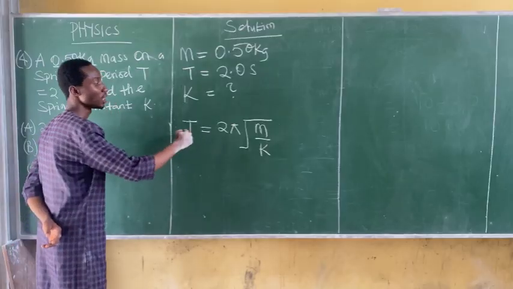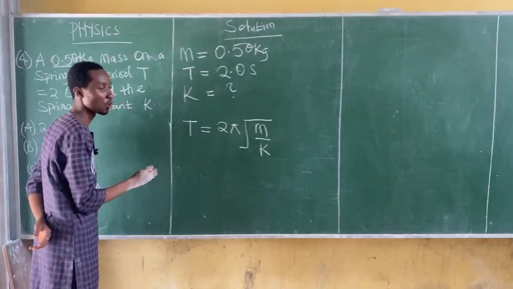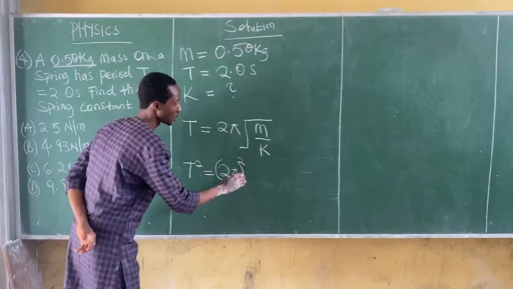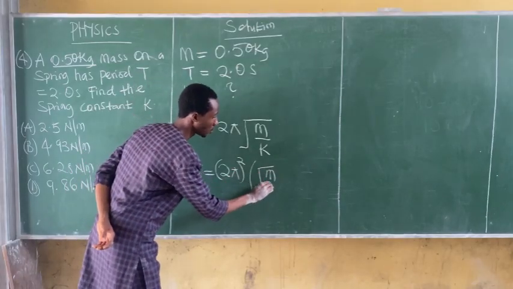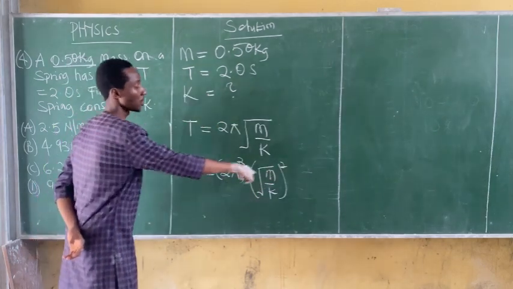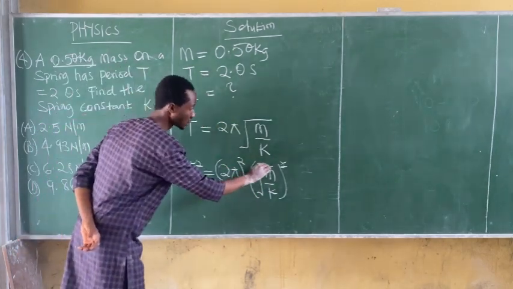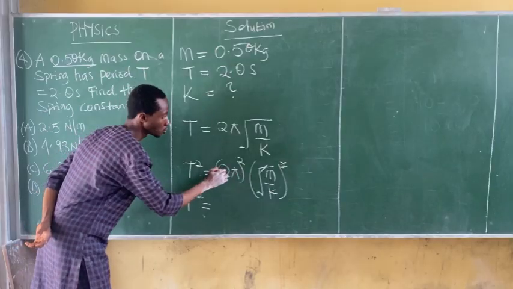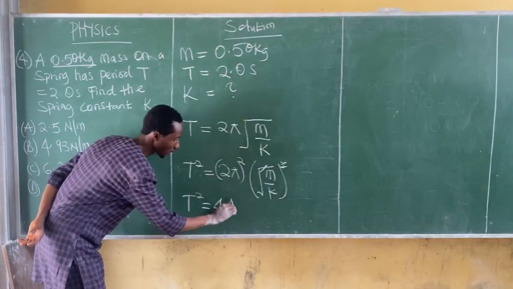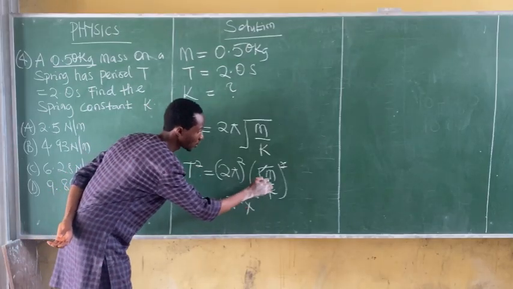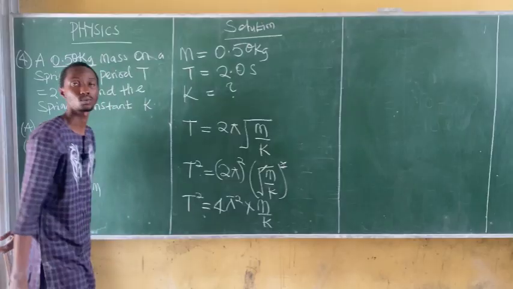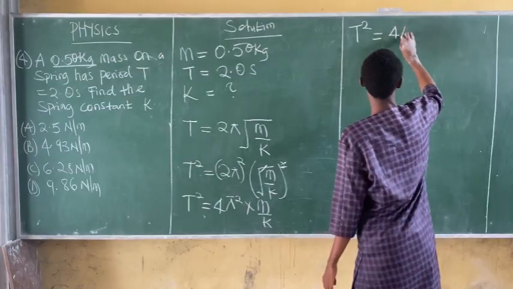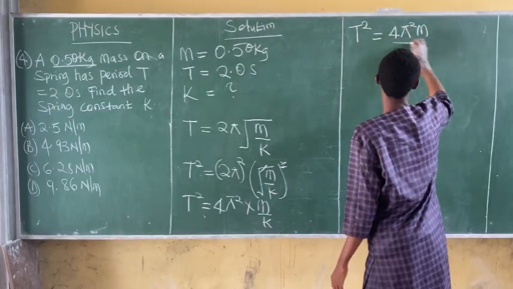The first step is to take the square of both sides. If we take the square of both sides, we have T squared is equal to 2 pi all squared times root m over k all squared. The square takes away the square root. We're left with T squared is equal to 2 squared, which is 4, pi squared times m over k. This is the same thing as T squared is equal to 4 pi squared m over k.